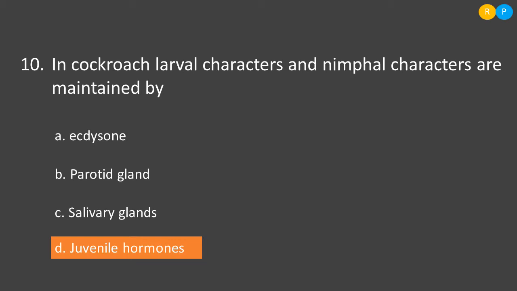Then option D, juvenile hormones. Juvenile hormones are secreted in the cockroach in the developmental stage. That means when the cockroach is young, in the nymphal stage, the juvenile hormones are secreted. In the nymphal stage, the baby cockroach looks exactly like an adult cockroach in external morphology, but the size is very small. That stage is called the nymphal stage. So the nymphal characters are maintained by juvenile hormone. So juvenile hormone is very essential in the cockroach to maintain larval and nymphal characters. Clear? So the correct answer is option D.